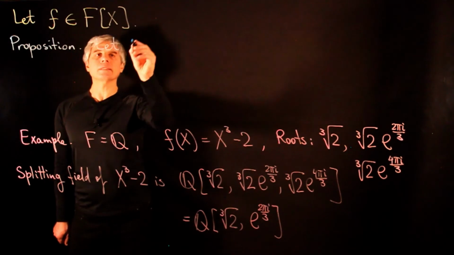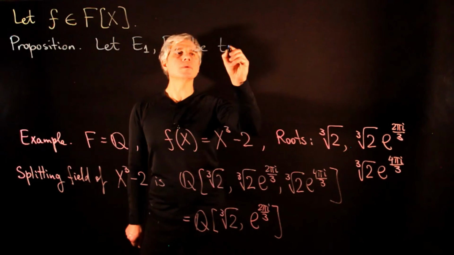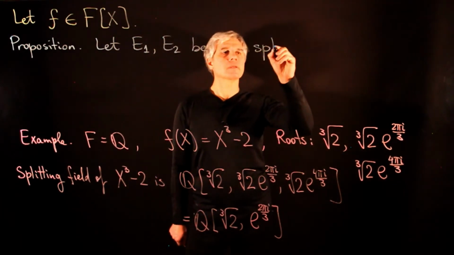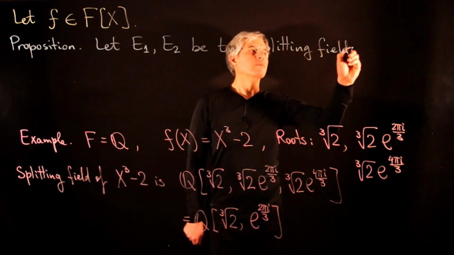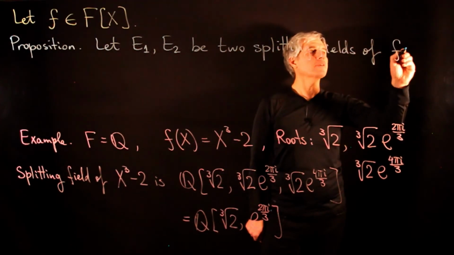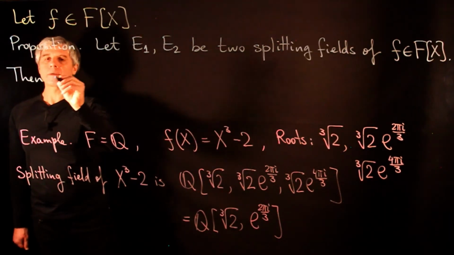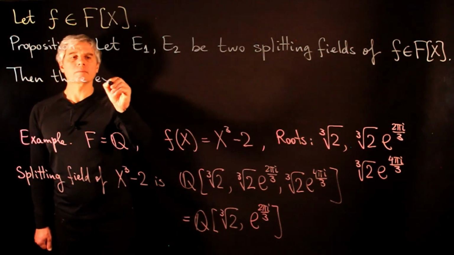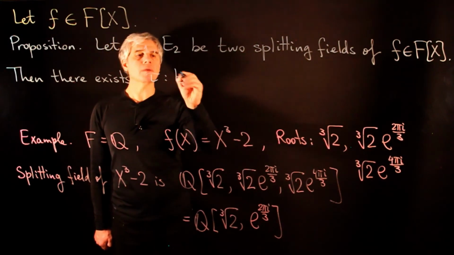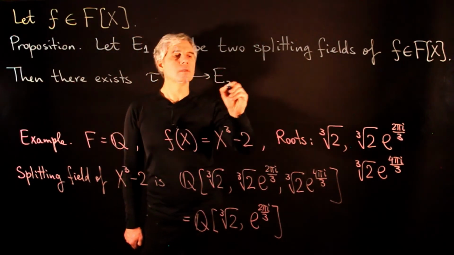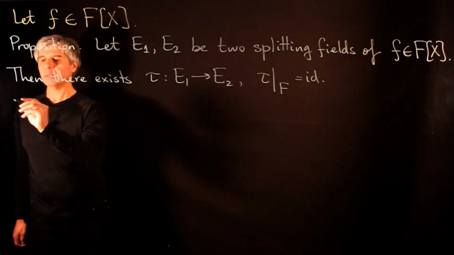Let E1 and E2 be two splitting fields of a polynomial f in F[x]. Then there exists an isomorphism tau from E1 to E2 such that tau restricted to the field F is identity. Let's give a proof.